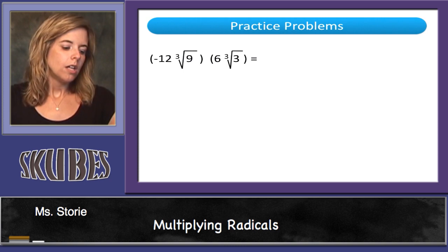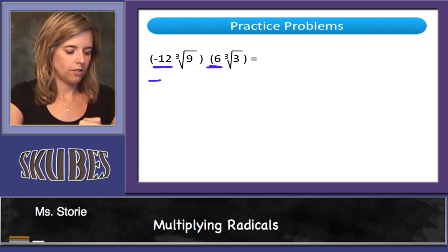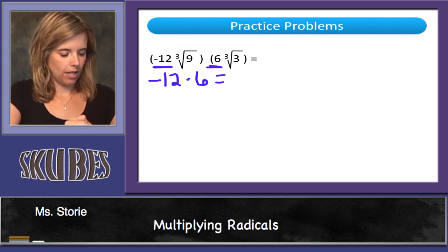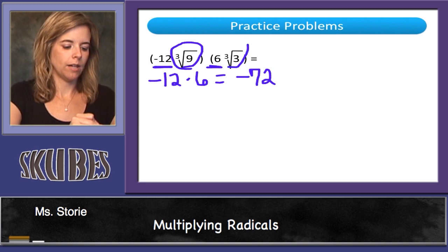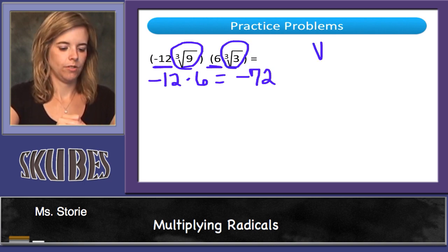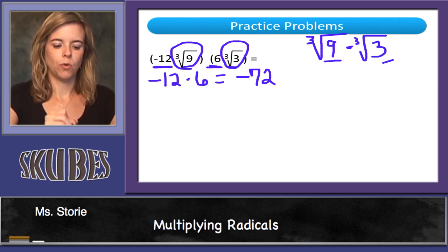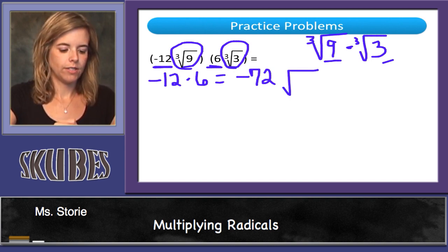Alright, we have the whole numbers first, -12 times 6. So when we multiply -12 times 6, we're going to end up getting a -72. And then we're going to multiply the cube root of 9 times the cube root of 3. So let's take the cube root of 9 and multiply it by the cube root of 3. So just multiply under the radicand. So 9 times 3 is 27. So we actually have -72 cube root 27.